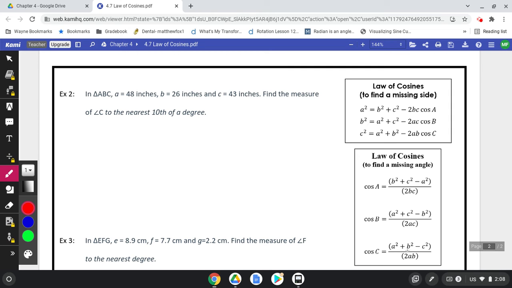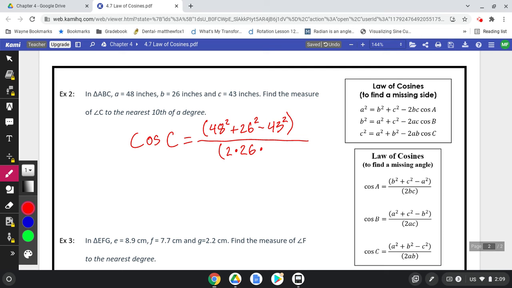Now, you always add together the two that are not opposite of the angle you're finding. So in this case, 48 and 26. So if I write this, cosine of C equals, and we know it's going to be 48 squared plus 26 squared minus 43 squared. All of that divided by, and then on the bottom, remember it's 2 times 26 times 48, the two that we are not opposite of.